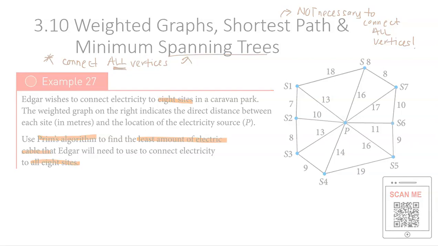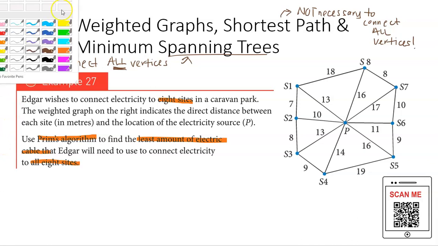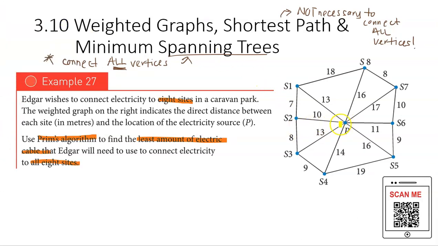Okay, so right now let's see over here. Let's say I start from P. From P I have 13, 16, 17, 11, 16, 14, 13, and 10. So which one is the lowest value? 10 is the lowest, so I straight away connect P to S2. So this will be the first line. Remember, you can start at any vertex that you want, but you always find the lowest value to connect to another point.